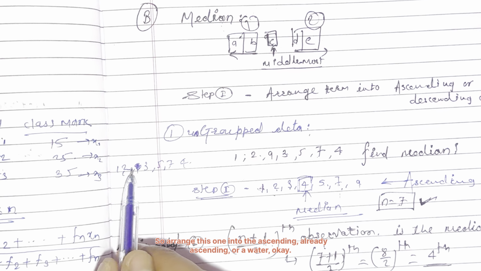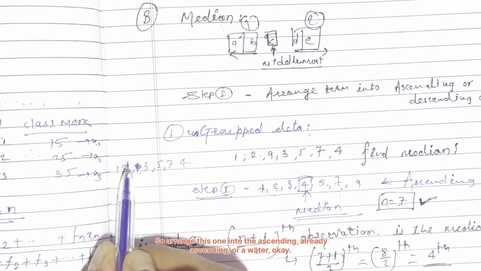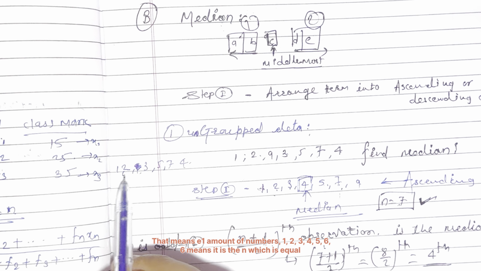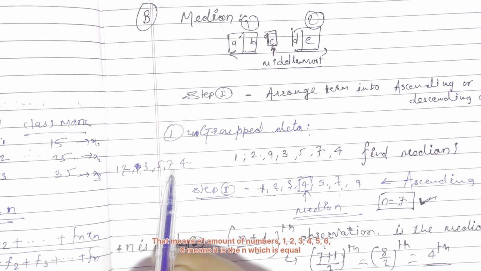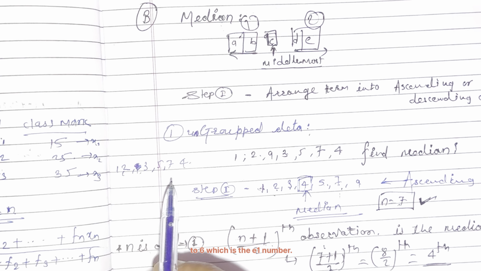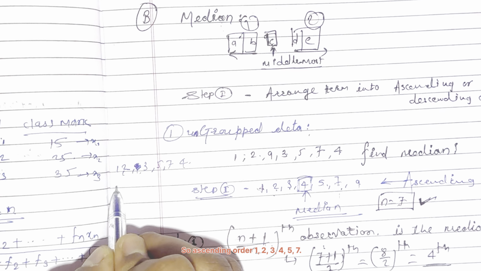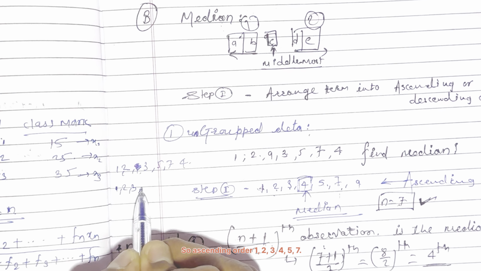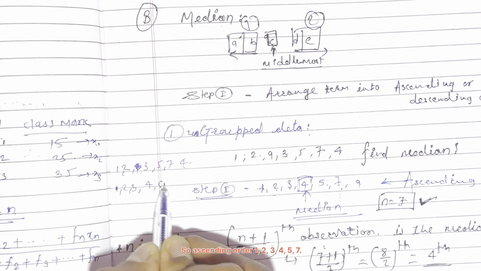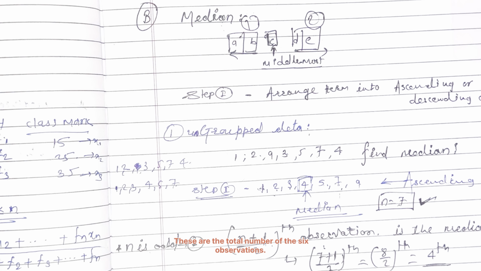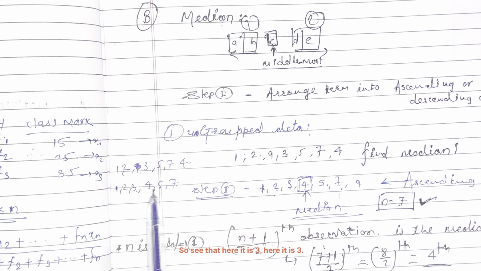Arrange this into ascending or descending order. Now see that this is an even count of numbers, 1 2 3 4 5 6. Six means n is equal to 6, which is an even number. In ascending order: 1 2 3 4 5 7. These are the total six observations. See that here it is a 3, here it is a 4. It is quite difficult to find the middlemost term, because these are even numbers.